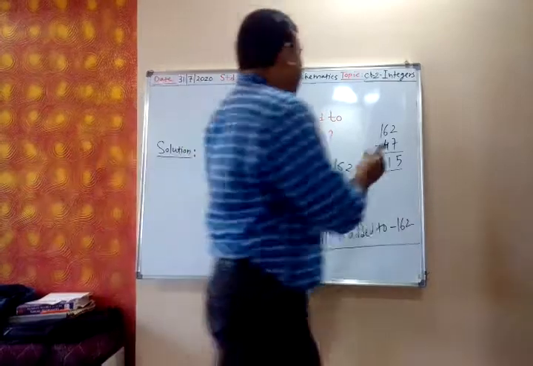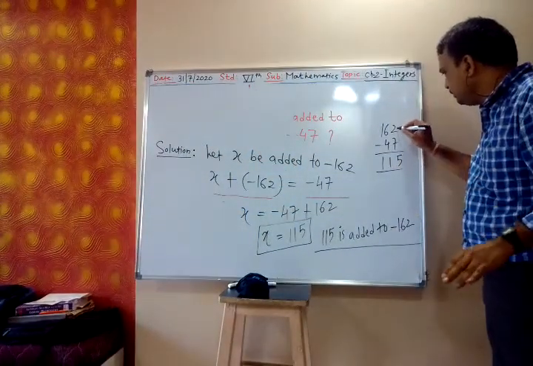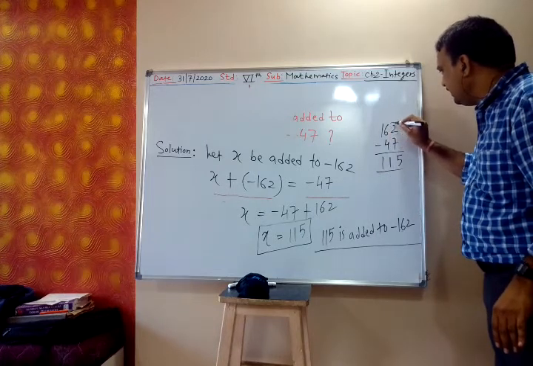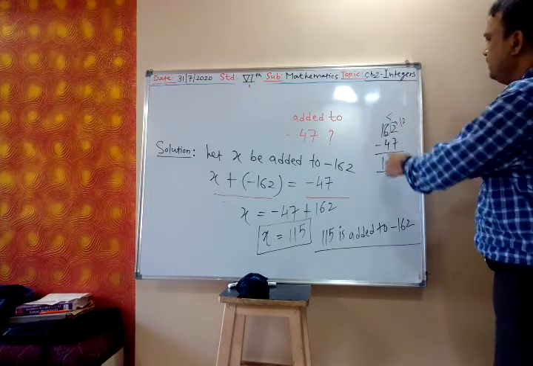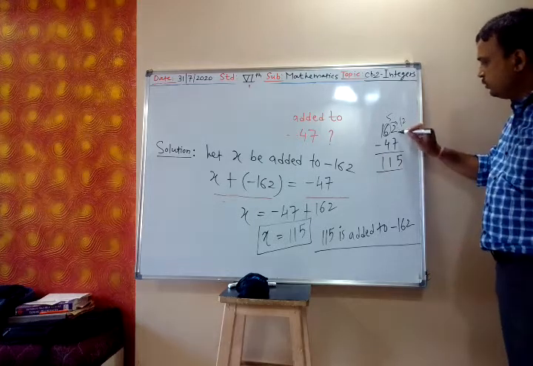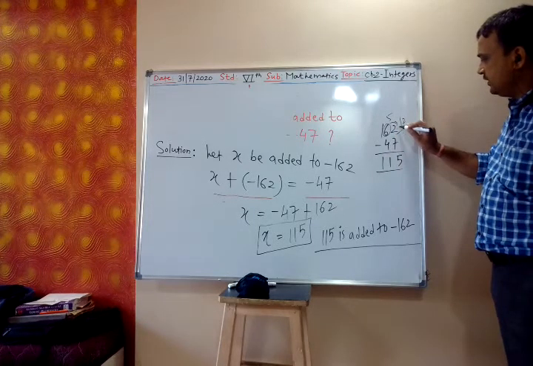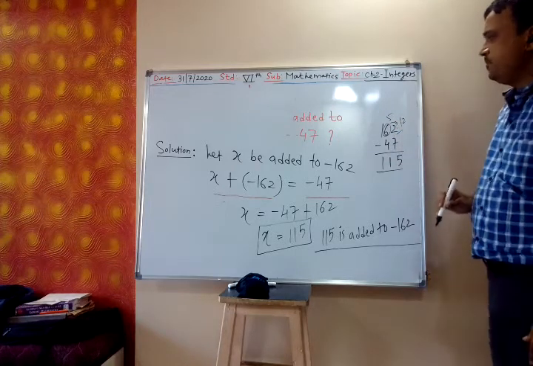No. See here, my dear. This is 2 and this is 7. Now 2 is smaller, so 1 is carried. It becomes 12, and in place of 6 there is 5. So 12 minus 7 is 5, and 5 minus 4 is 1. Because 2 is smaller than 7, I will carry 1 from this 6. So 6 becomes 5, and this 2 becomes 12.